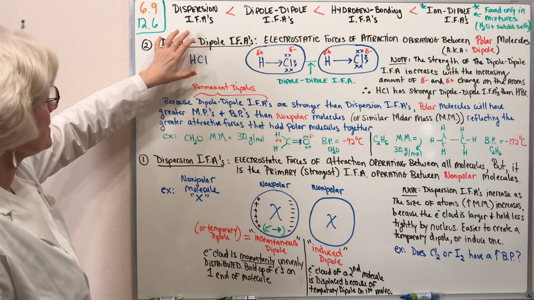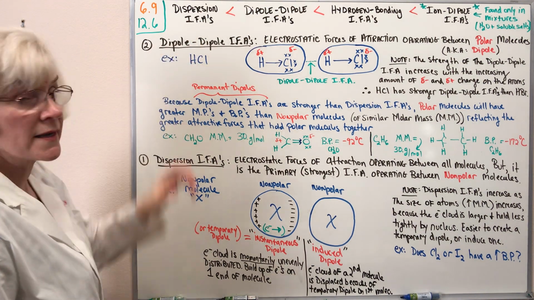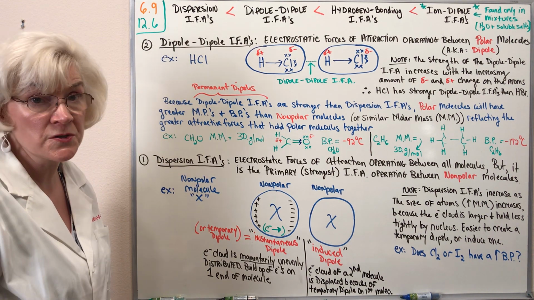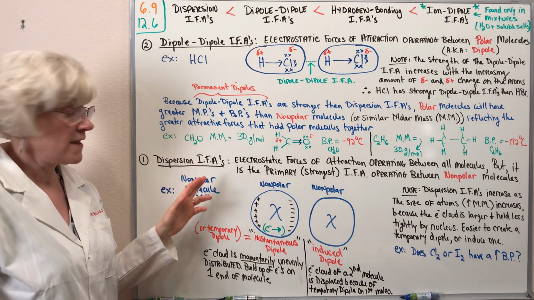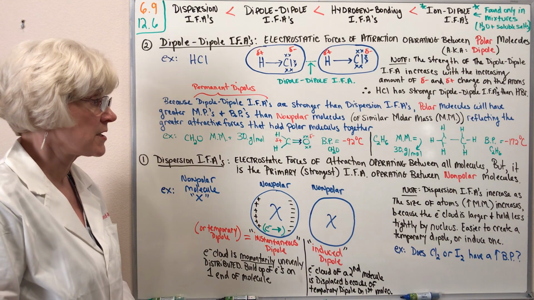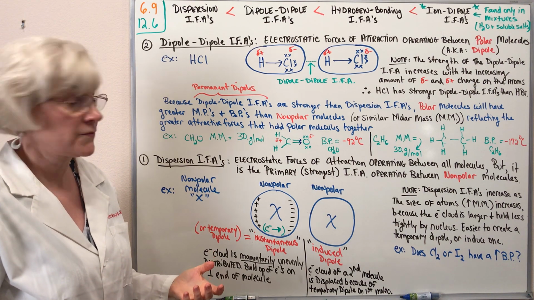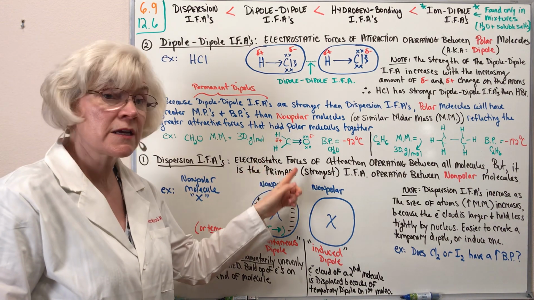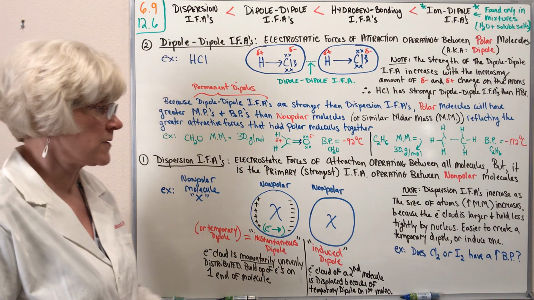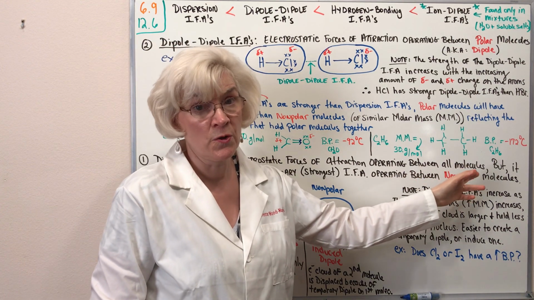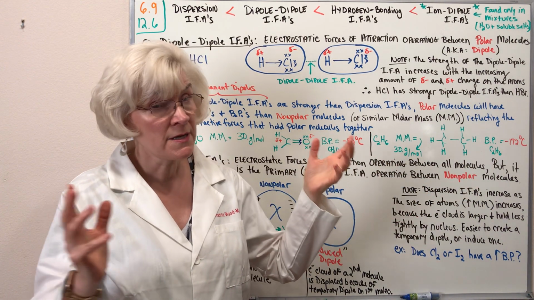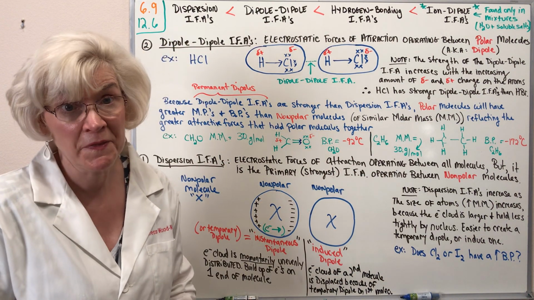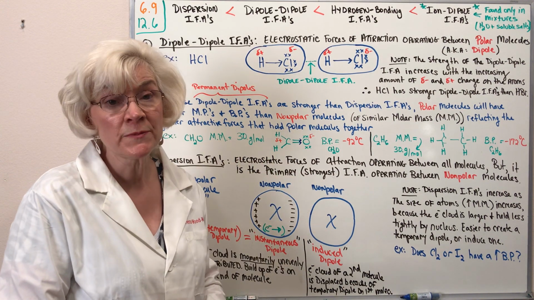So now that we've taken a look at dipole-dipole IFAs, let's go back and take a look at the weakest of the intermolecular forces of attraction, dispersion IFAs. Dispersion IFAs are electrostatic forces of attraction operating between all molecules, polar and nonpolar. However, it is the strongest or primary intermolecular force of attraction found in nonpolar molecules. So essentially, for nonpolar molecules, dispersion IFAs are the only game in town, the only significant intermolecular force of attraction that exists.